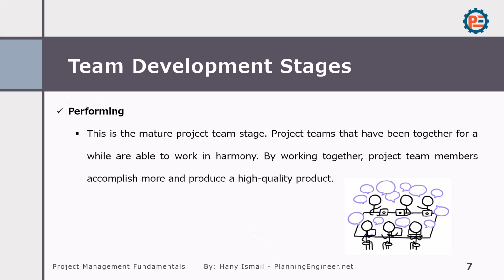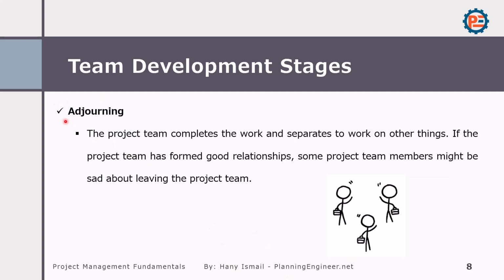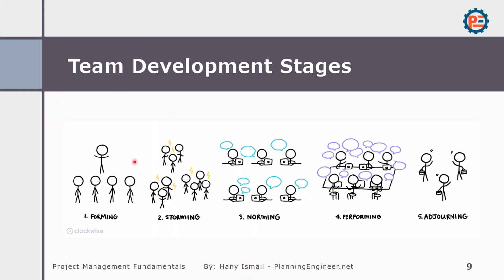The last stage of the project is adjourning. The project team has completed the work and separates to work on other things. The project team has formed good relationships. Some project team members might be sad about leaving the project team. So at this stage, we are telling everyone goodbye. We finished our project. So again, we start by forming, storming, norming, performing, and adjourning. These are the team development stages.